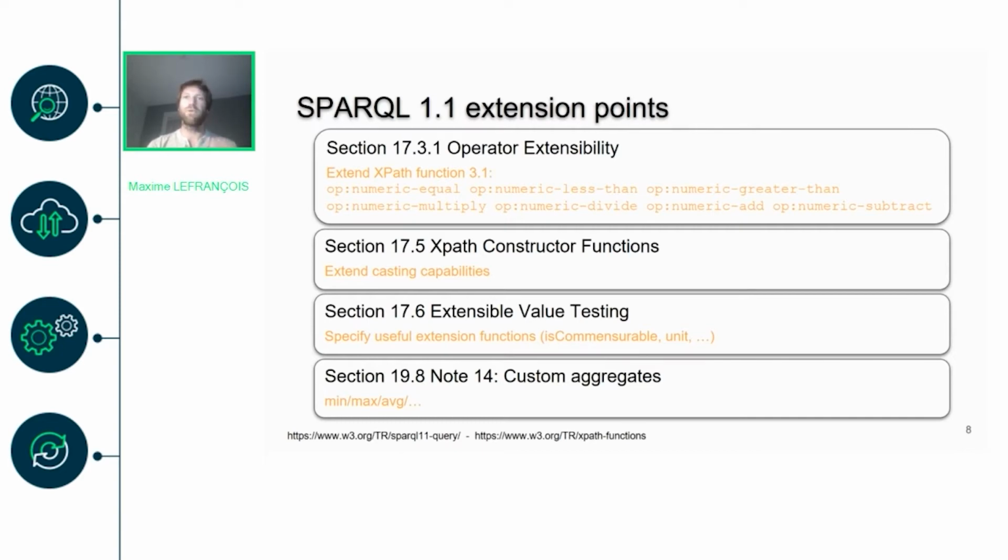There is a third extension point for value testing. So we can define functions, for example, to check if two literals have a commensurable unit, or to extract the unit of a literal. And the fourth extension point is for custom aggregates. For example, to extend the min, max, and average aggregators to be able to do the same on quantity values and not just on numbers.